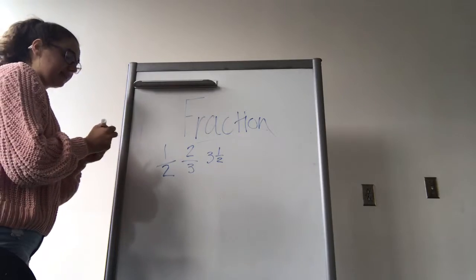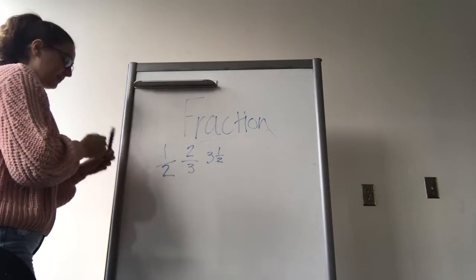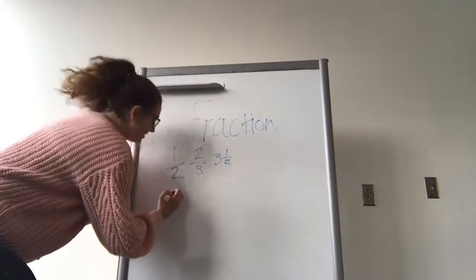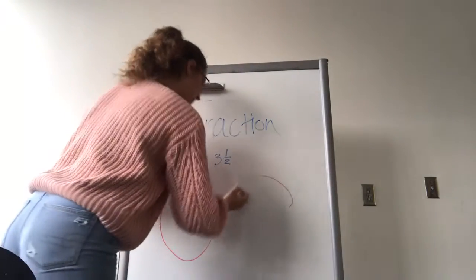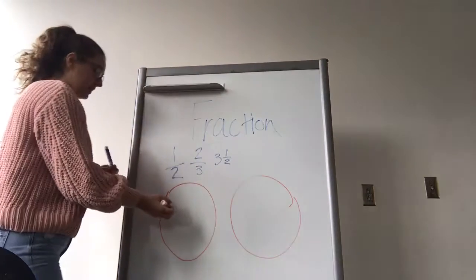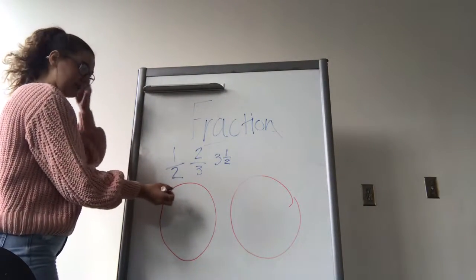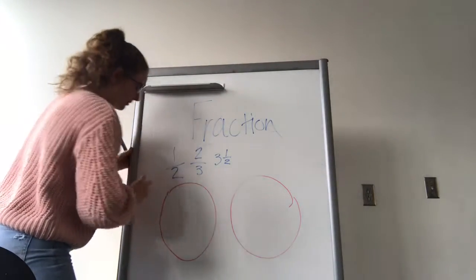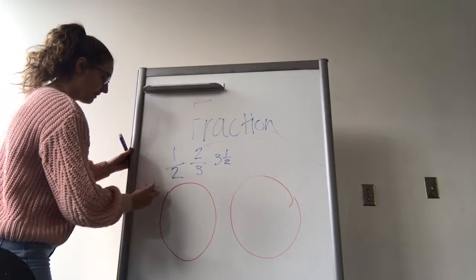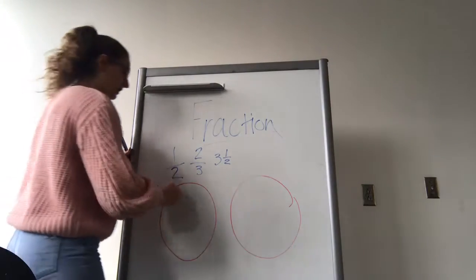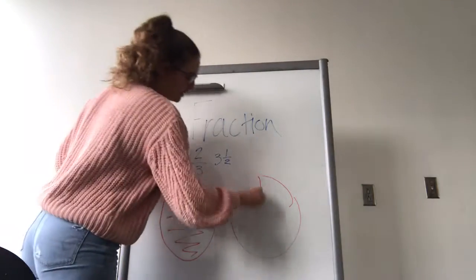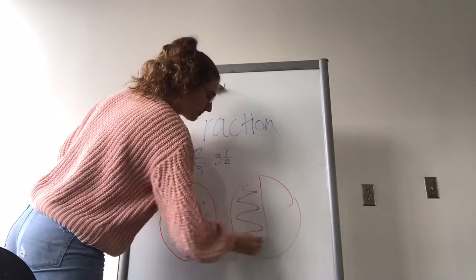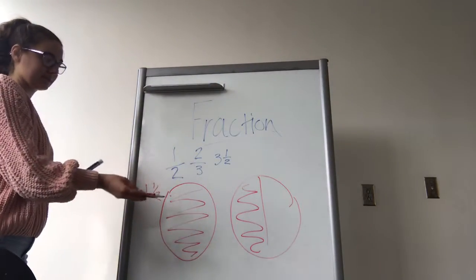To make this simpler, I'll use a pizza method. So, say you have 2 pizzas. On this pizza, we're going to draw the number 1 and a half. So, you'll color all of one pizza and half of the other. That is a fraction.